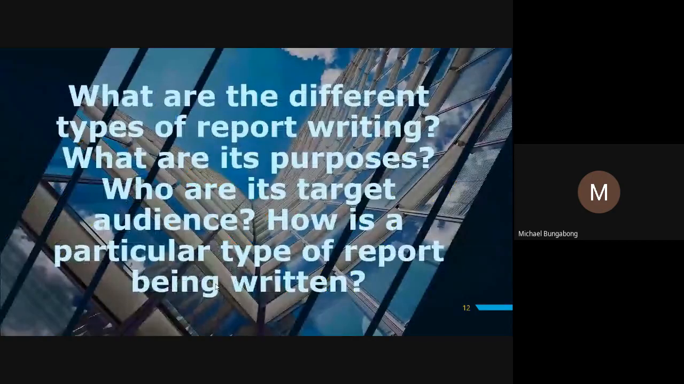Again, the guide question there is: what are the different types of report writing? Right, that is what we are thinking of while we write the KWL chart. What are its purposes? Who are its target audience? How is a particular type of report being written? Okay, so let's find out.